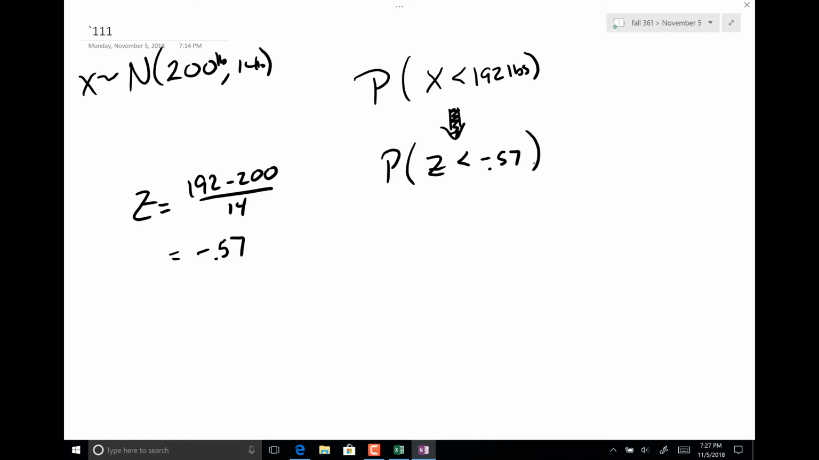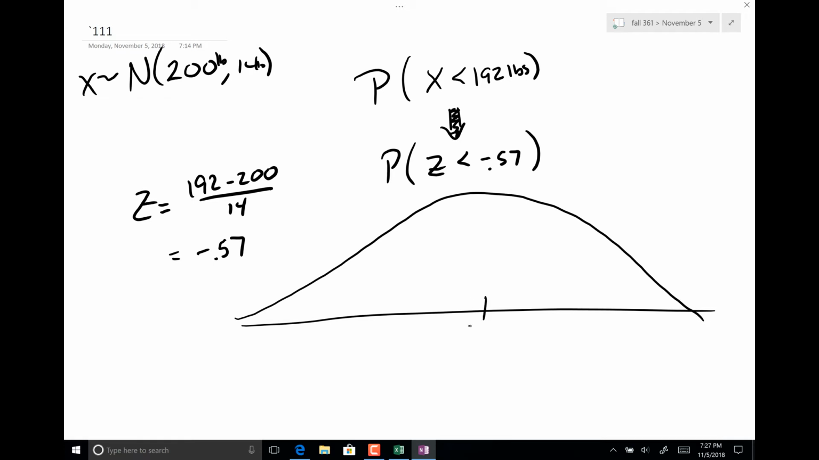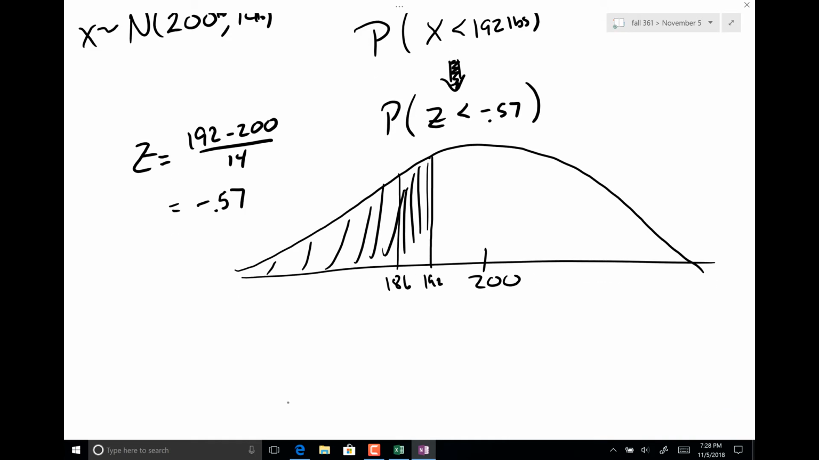For the first couple problems, I'm going to keep drawing a picture every time. So initially we said 200 is here. 186 is here, of course; that's one full standard deviation. We're about here, at 192. I want to go from here down. That's what I need to find. Clearly, it's less than 50%, yes? Keep those things in mind as you're going along. For the first few times, I'm going to keep redrawing them exactly the same way.